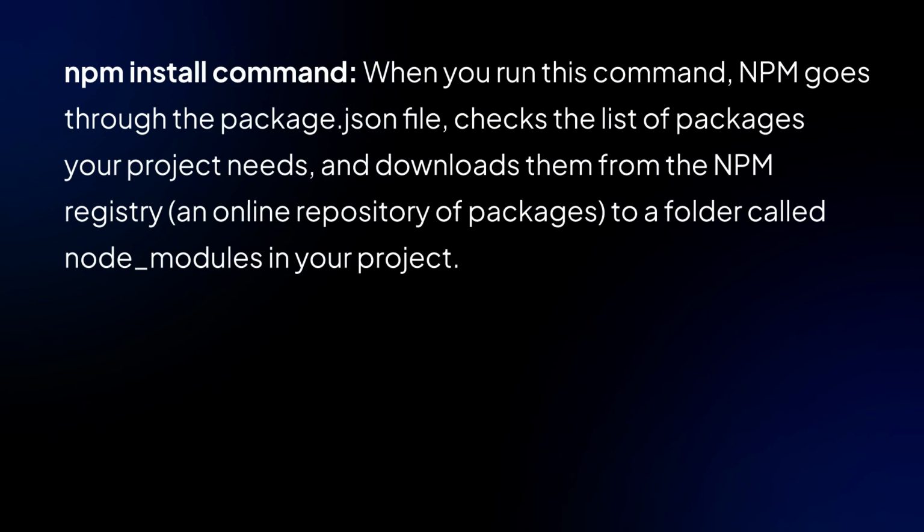The next thing is the npm install command. When you run this command, npm goes through the package.json file, checks the list of the packages your project needs, and downloads them from the npm registry, which is an online registry of packages, to a folder called Node module in your project. So when you run this command, npm, which is Node Package Manager, is going to run through the list of what you have in your package.json file and then download them in that Node module folder.